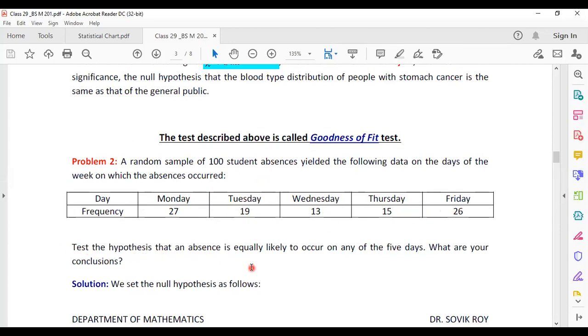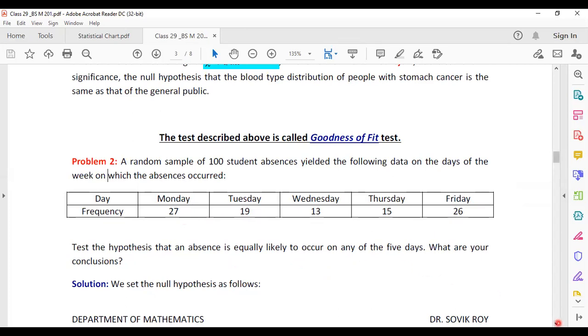The question is, we want to test the hypothesis that absence of the students is equally likely to occur on any of the 5 days. These are the absentees, the number of students absent on a particular day. On Monday, 27 people were absent, on Tuesday, 19 people were absent, on Friday, 26 people were absent, and so on. This is an observation corresponding to a single week. So we want to test whether this observation corresponds to the fact that absences are equally likely to occur on any of these 5 days.